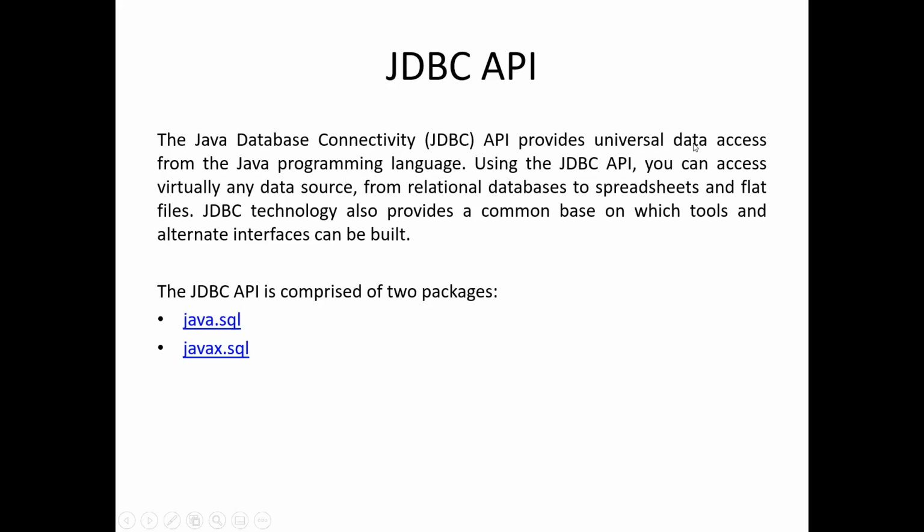Here we will consider any type of database, no problem. For an IBM database, you want any one of these two. Suppose you will communicate with a MySQL database, you will consider any one of these two. That's why here I mentioned universal data access. Using the JDBC API, you can access virtually any data source.